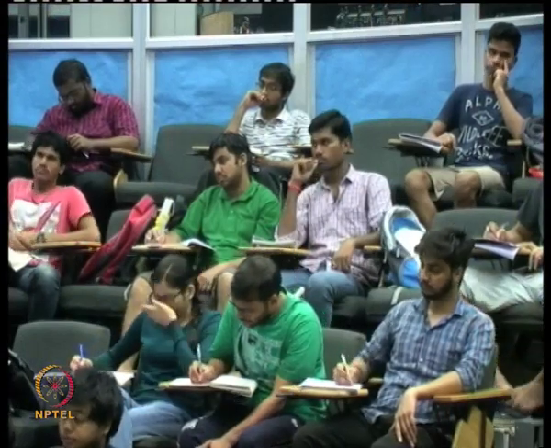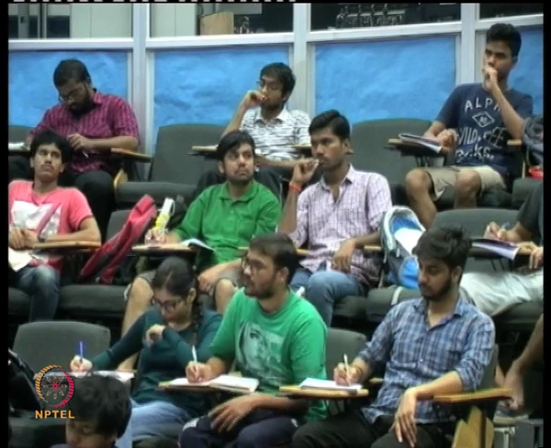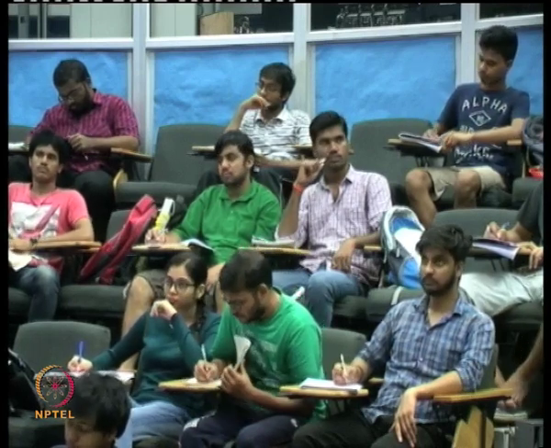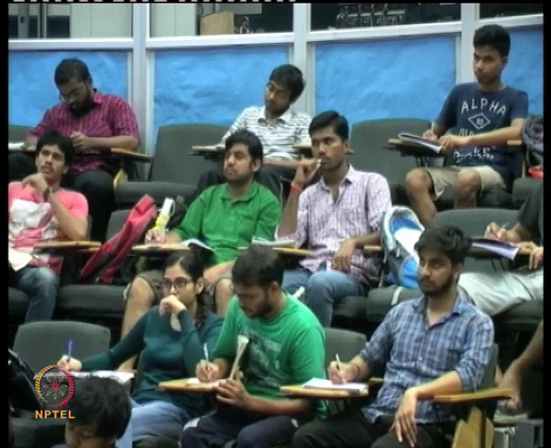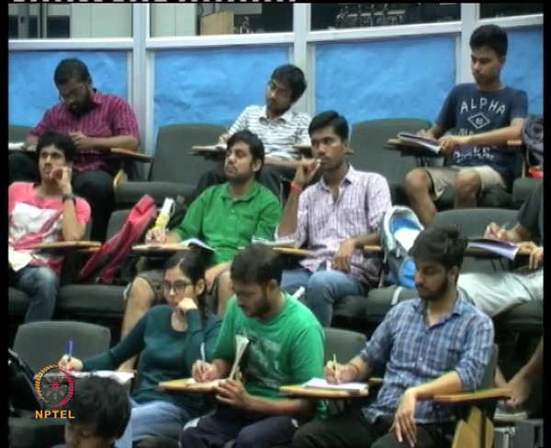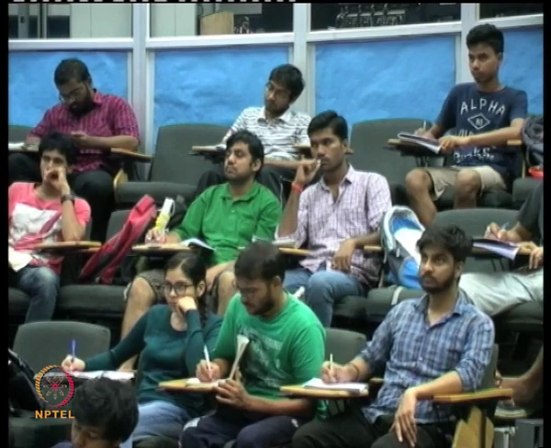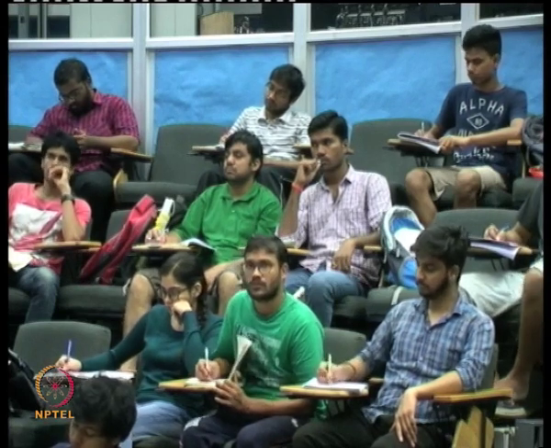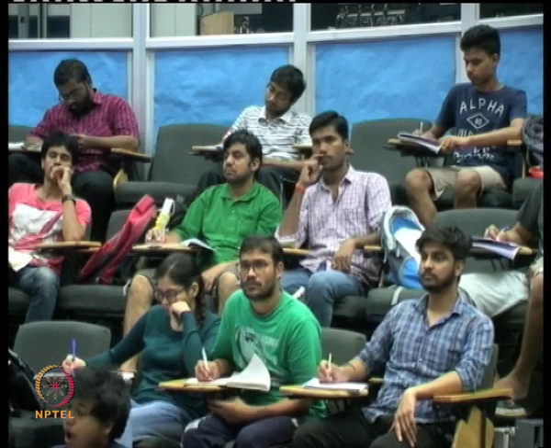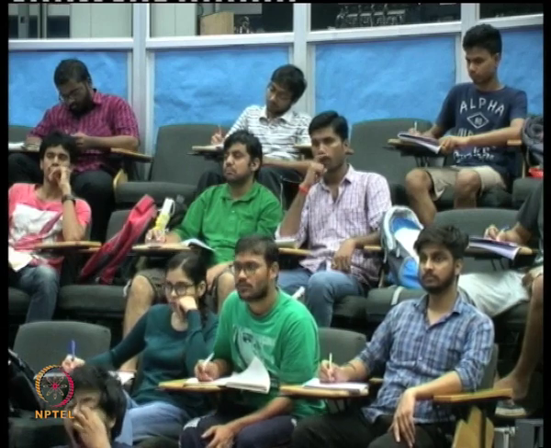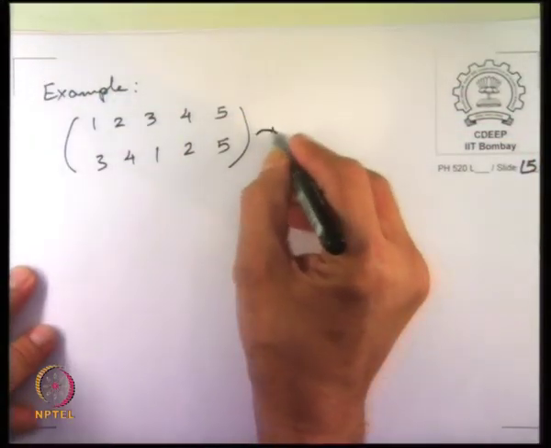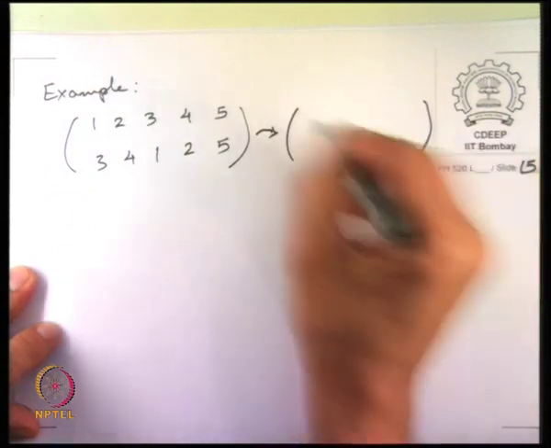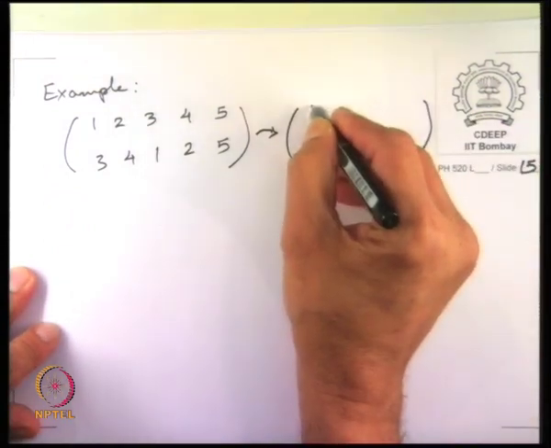Suppose I have something like this: 1, 2, 3, 4, 5 elements, and that they become 3, 4, 1, 2, and 5. This is an element of S5, right? Now, can we obtain this as a series of permutations? What was your order?